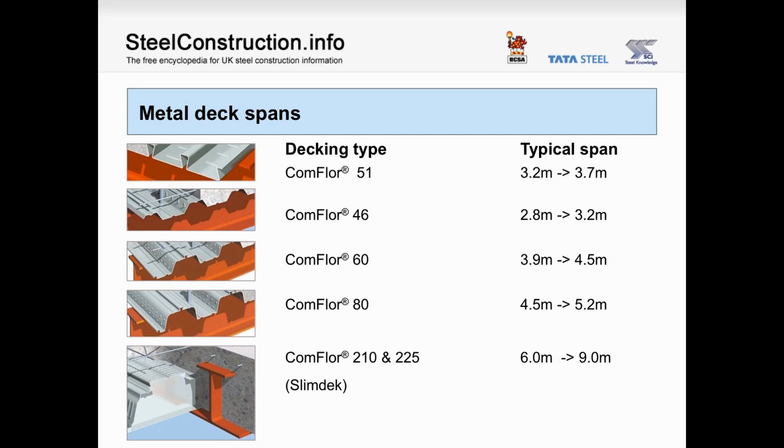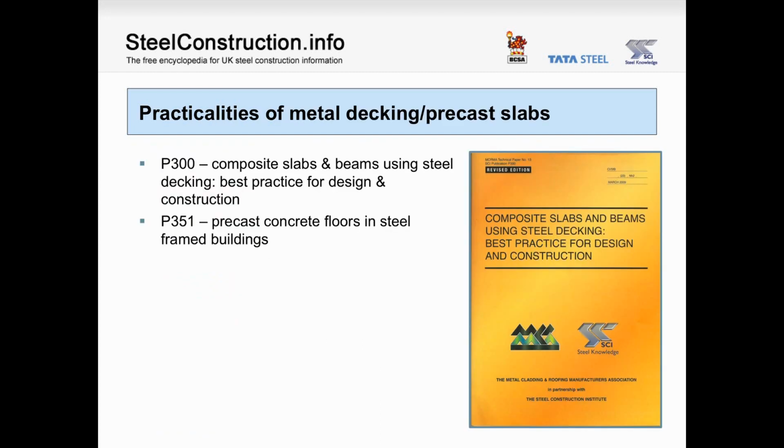And for design and detailing of both systems, P300 and P351 are the design guides that you need. However, manufacturer's software will usually comply with the requirements of the guides on ponding, level, pre-camber, etc. Although some details required for precast can be very helpful if you wish to use the units compositely.